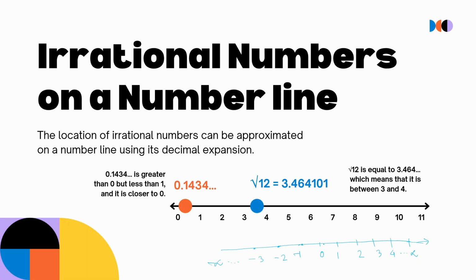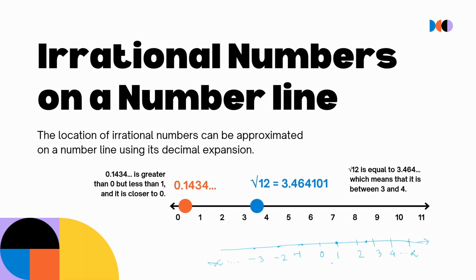Now suppose we want to plot a rational number like 2.5. 2.5 is in between 2 and 3, so we will plot this number between 2 and 3. Now suppose we want to plot 1. 1 is also a rational number. We would plot it on this number.